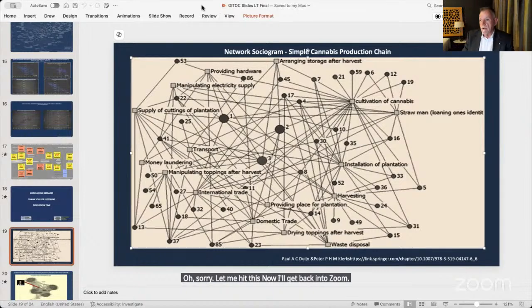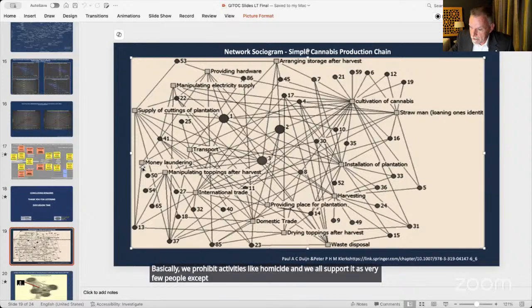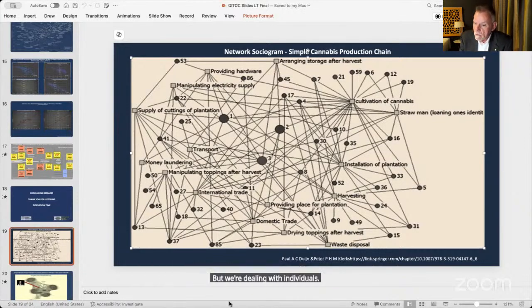There. Look, that chart. What happens with organised crime? When we deal with crime, the general response by governments and by the community is we try and prohibit certain things. Basically, we prohibit activities like homicide, and we all support it, as very few people, except serial killers and others who breach those community standards, do something that serious. But we're dealing with individuals, and that applies to crimes against the person, various forms of assault, homicide, and so forth.